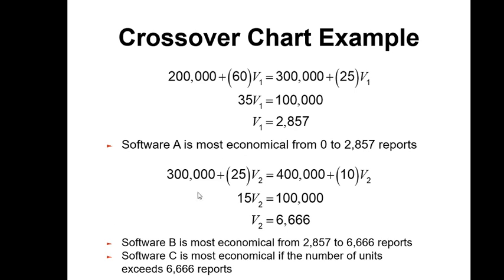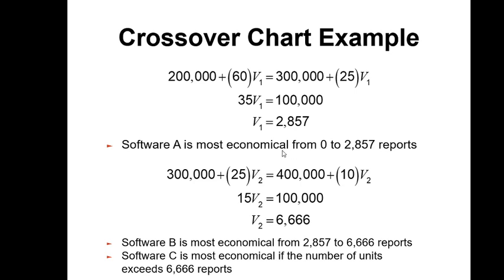But we will see now when we calculate the intersection point between B and C, to solve for V2, the quantity. As I told you, this is the total cost for B and this is the total cost for C. Solve for the number of units, which is V2, it will be 6,666, which means, now, concentrate with me.